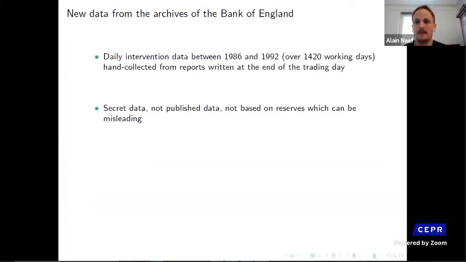And so I think a big contribution of this paper is that I'm showing new data. I'm looking at 86 to 92, and I'm looking at 1,400 data points, 1,400 working days. This is daily intervention data, which is quite rare to find. There are very few examples where we get daily intervention, and they're usually only limited in time. Here there's intervention data that I'll make available once it's published. I think it's an interesting source of data for future research.